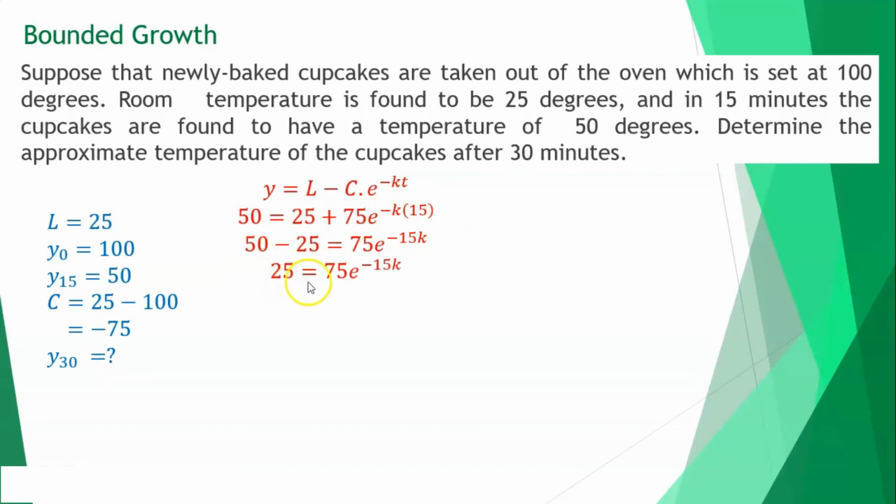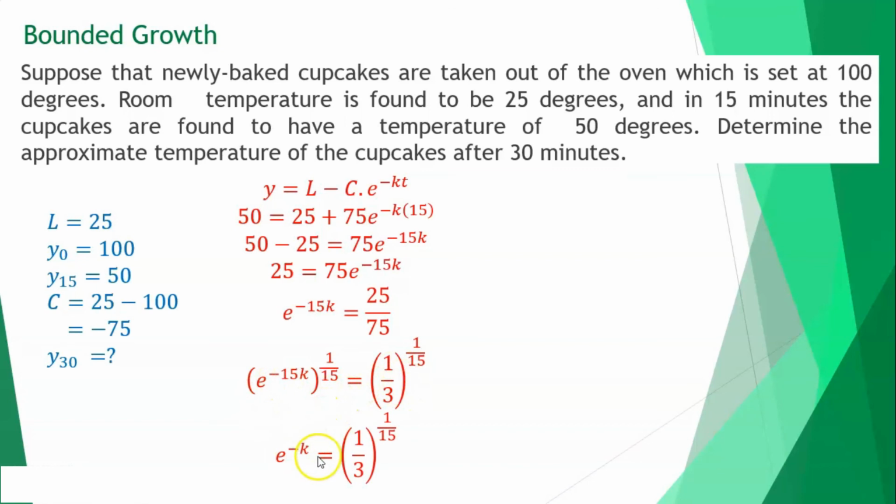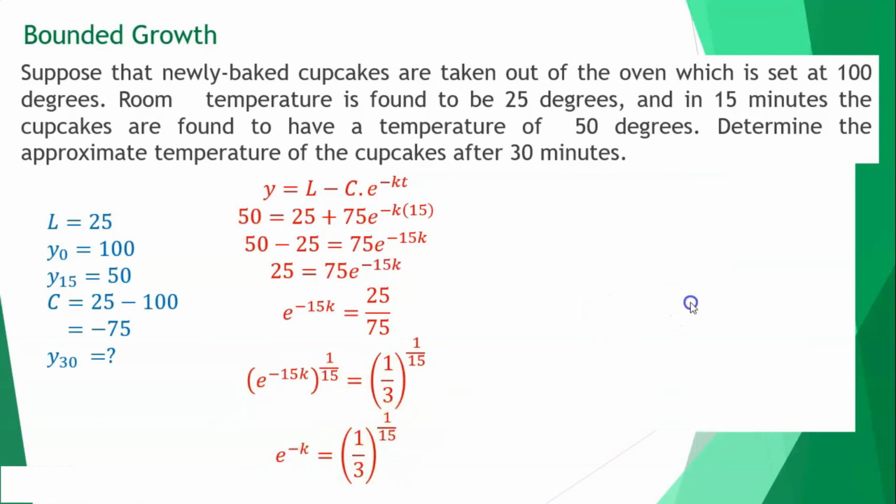So this would become 25 is equal to 75 e to the negative 15k. So e to the negative 15k is basically 25 over 75. So raise this to 1 over 5. So we can cancel. 25 over 75 is 1/3. So we cancel 15 here. So e to the negative k is 1/3 to the power of 1 over 15.